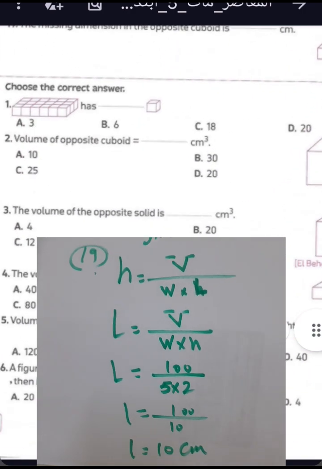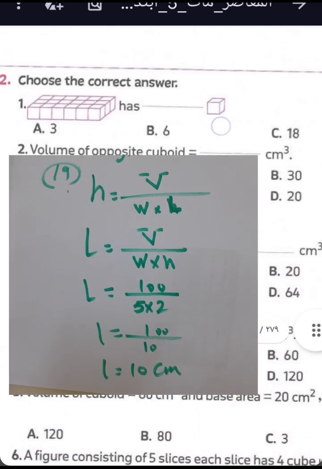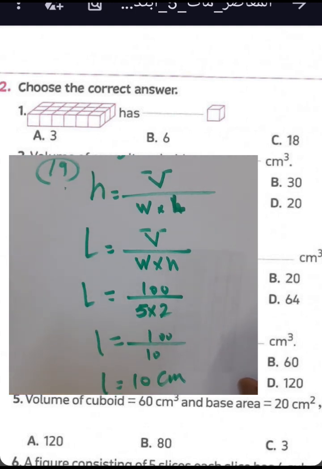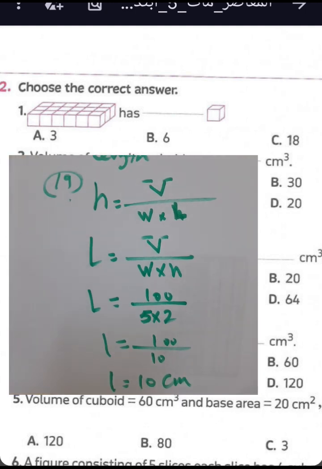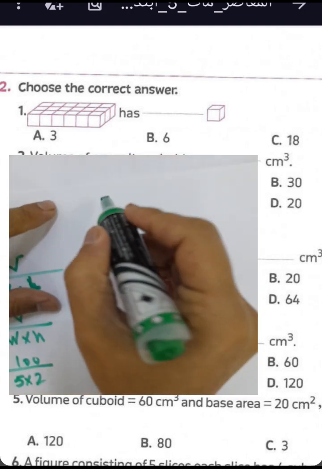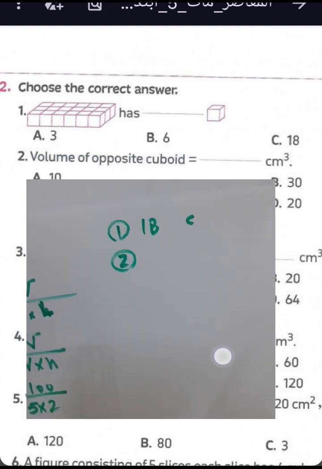Question number 2, choose the correct answer. Number 1: how many cubes can you count? The volume is the number of horizontal layers times the number of cubes in each. We have 1 horizontal layer, and we count the cubes in it: 1, 2, 3, and 1, 2, 3, 4, 5, 6. 3 times 6 equals 18. Then the volume is 18 times 1 equals 18. Choose part C.